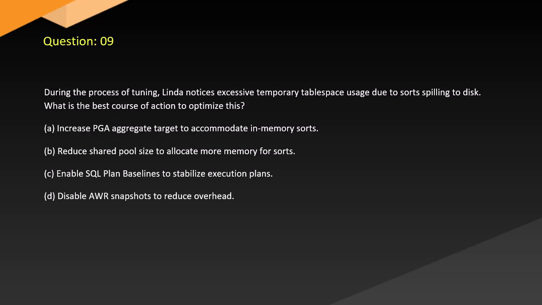Question 9. During the process of tuning, Lina notices excessive temporary tablespace usage due to sorts spilling to disk. What is the best course of action to optimize this? A. Increase PGA aggregate target to accommodate in-memory sorts. B. Reduce shared pool size to allocate more memory for sorts. C. Enable SQL plan baselines to stabilize execution plans. D. Disable AWR snapshots to reduce overhead.